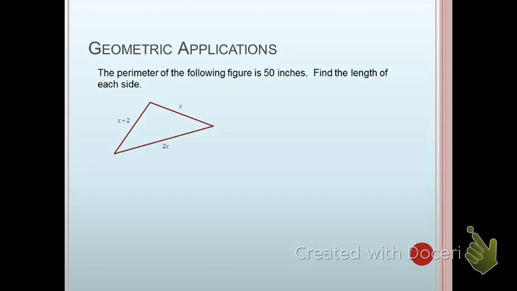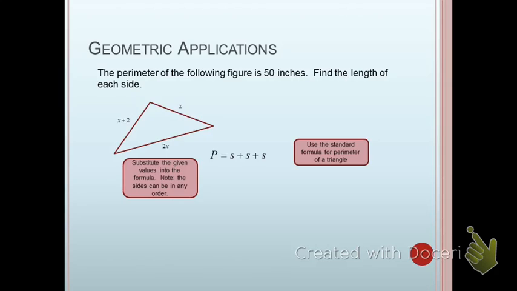So look at this first problem. It says the perimeter of the following figure is 50 inches, and they want us to find the length of each side. So we know that if we add the three sides together, that will give us the perimeter. Now notice that they give us the length of each side of the triangle. One side is x long, one side is x plus 2 long, and one side is 2 times x long.